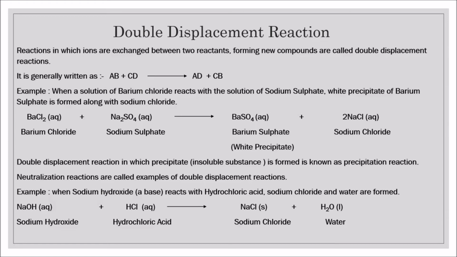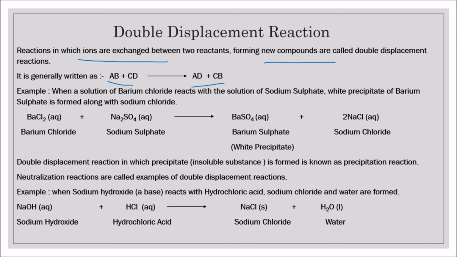Let's talk about double displacement reaction, one of the most important ones from examination point of view. So those reactions in which ions are exchanged between two reactants, which results in forming two new compounds, they are called double displacement reactions. Let's look at one example.